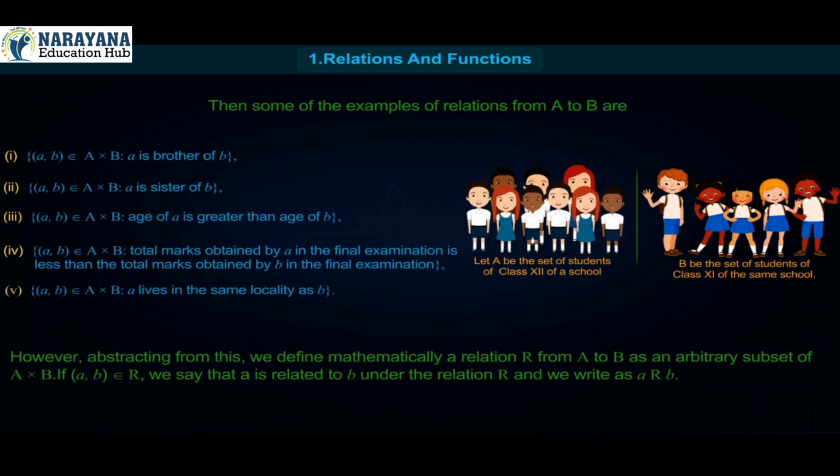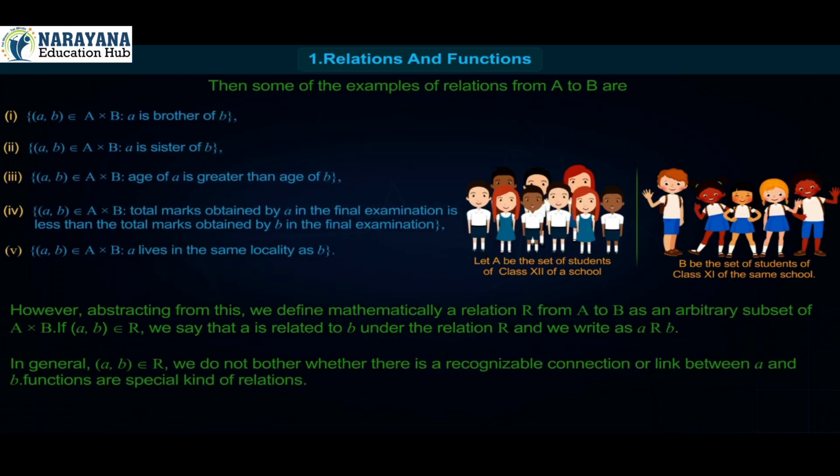However, abstracting from this, we define mathematically a relation R from A to B as an arbitrary subset of A × B. If the ordered pair (a, b) belongs to R, we say that a is related to b under the relation R and we write a R b. In general, (a, b) belongs to R. We do not bother whether there is a recognizable connection or link between a and b. Functions are a special kind of relations.